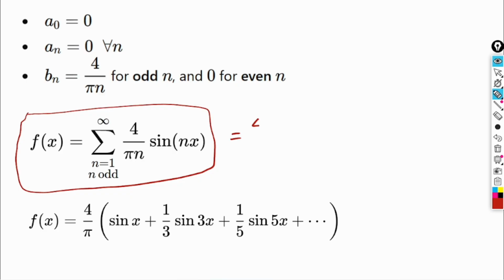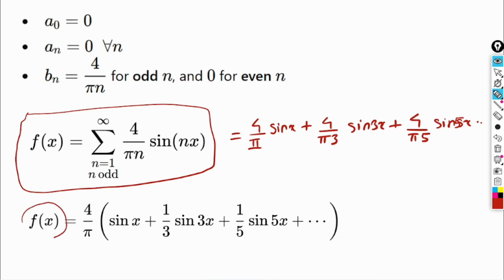So in this expression you can substitute the value of n. So for n equal to 1, 4 upon pi sine x, then for n equal to 3, 4 upon 3 pi sine 3x, then next n is 5, 4 upon pi into 5 sine 5x, and so on. If you take 4 by pi common, you will get this expression. So finally we are representing the square wave function in terms of an infinite sum of sines.